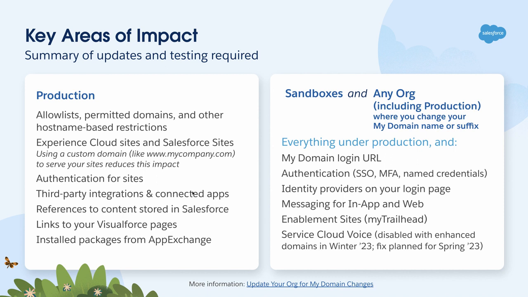Let's start with production when you don't need to change those two items. Things you need to change here include anything with hostname-based restrictions. Allow lists, firewalls, proxy servers, all those sorts of things. With enhanced domains, you need to add those new suffixes to the configuration. If you don't know if you have any of those restrictions, talk to your information security, sometimes called InfoSec, or networking people. They'll know.